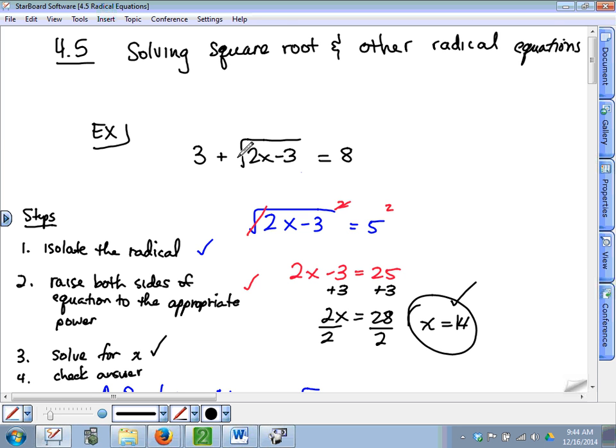Step 1 is to isolate the radical. There's a 3 in front of it, and there's also a 3 behind it. So what do you get rid of first? The adding 3 one. You get rid of that one first. So you subtract 3 on both sides. That's your first step. Subtract 3.